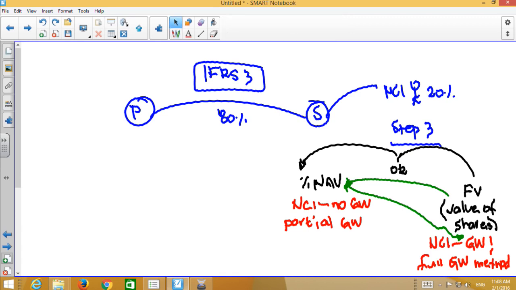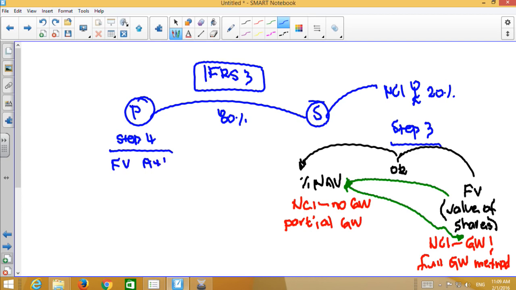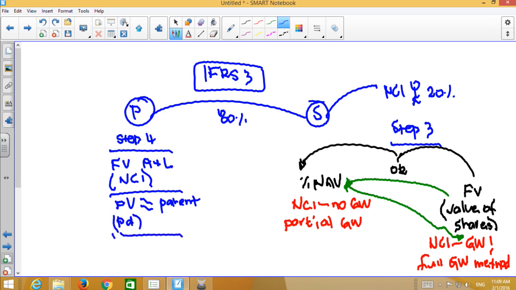Because then step 4 is the actual calculation of goodwill. Step 4. And do you remember the calculation? I'm going to show you the way that IFRS 3 likes to do this calculation, because later on when we do changes in ownership, we're going to come back to this calc. And if you remember, step 4 looked something like this. Fair value of assets and liabilities less NCI is the fair value which is attributable to the parent. Do you remember that? And then I take off what was paid, and let me actually say consideration.